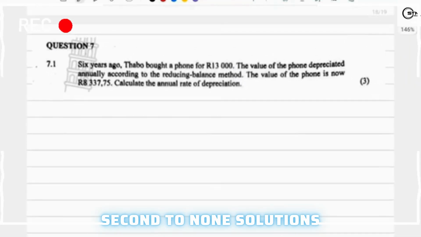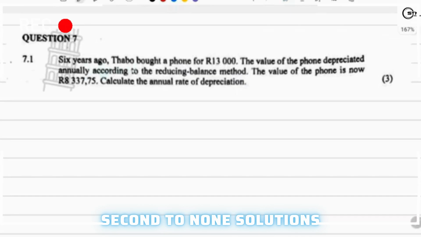So we're on 7.1 and 7.1 says, 6 years ago, Tabo bought a phone for 13,000 Rand. The value of the phone depreciated annually according to the reducing balance method. The value of the phone is now 8,337 Rand 75 cents. Calculate the annual rate of depreciation.